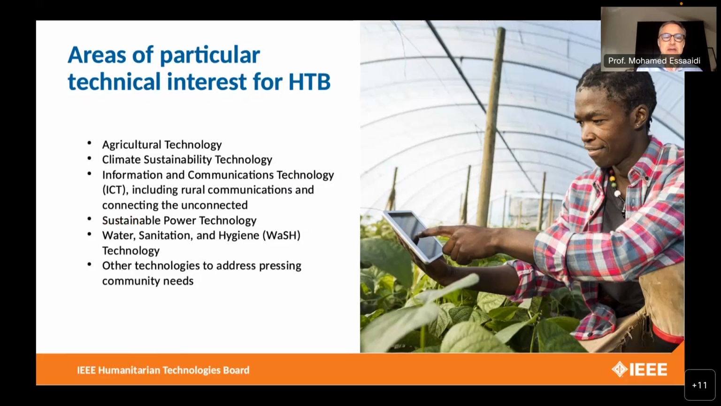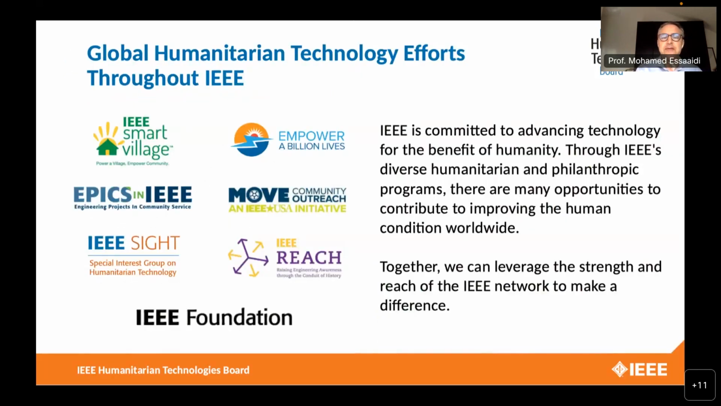There are also several areas of particular technical interest for HTB. You have a few of them listed here, such as agriculture technology, climate sustainability technology, information and communication technology, including rural communications and connecting the unconnected, sustainable power technology, water sanitation hygiene technology, WASH, and other technologies to address pressing community needs. You have here a few programs within IEEE in the framework of global humanitarian technology efforts, such as IEEE Smart Village, the Empower a Billion Lives, which is targeting to help electrify rural areas around the world. EPICS, which is Engineering Projects in Community Service. Move Community Outreach Initiative, which is mainly in the USA. We also have IEEE SIGHT and IEEE REACH, which is mainly focused on education.